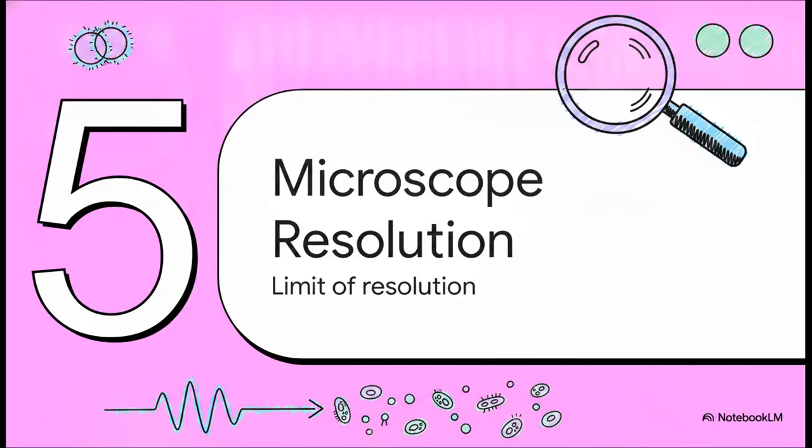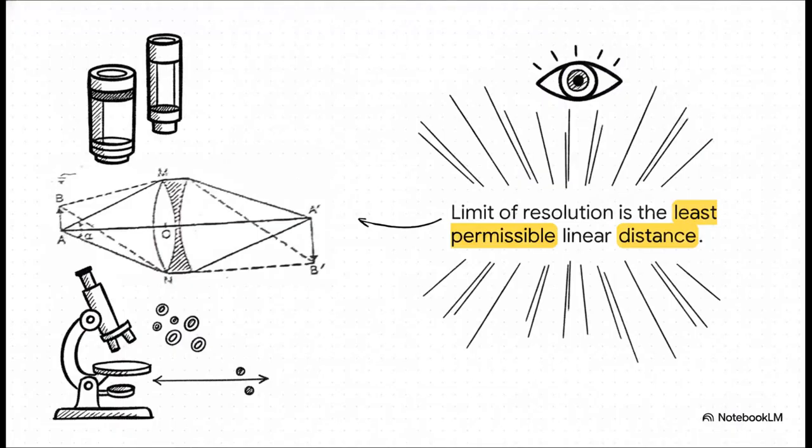And finally, this brings us to Section 5, Resolving Power of Microscopes. All right, let's transition all the way down to the extremely small. When we look through a microscope, the math changes just a little bit. Here, we aren't looking at angles up in the sky, we're measuring actual linear distance on a tiny slide. The physicist Ernst Abbe determined that the limit of resolution here is the least permissible linear distance between two microscopic object points where their images are still, just barely, resolved.